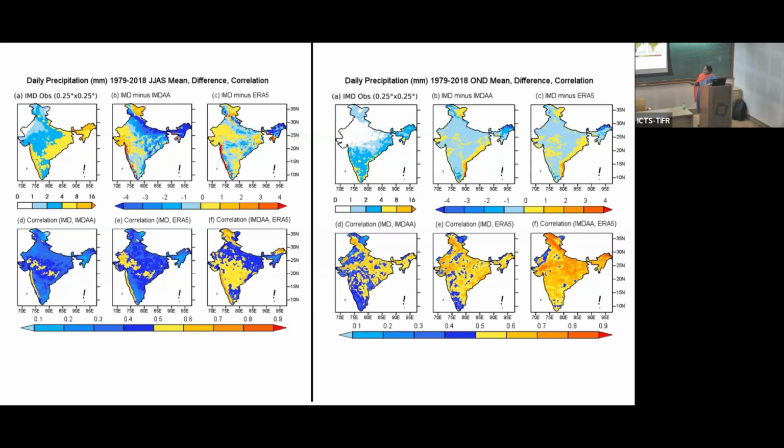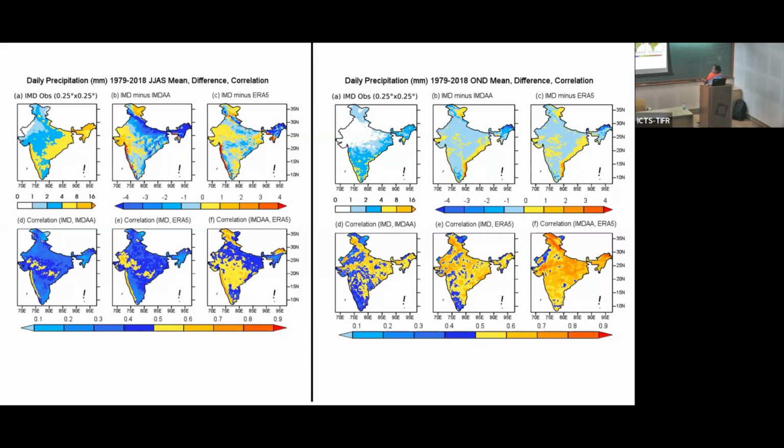But if you see the correlation between IMDAA and ERA5, there is a good correlation, mainly in central India, over the Western Ghats, the northern region and the northeastern region, about 0.6. But over the plains, the correlation is less, less than 0.5. This is what we observed when we compared the precipitation from IMDAA and ERA5. Even for IMD with ERA5 and IMD with IMDAA, the correlation is less over the plains in both reanalyses.